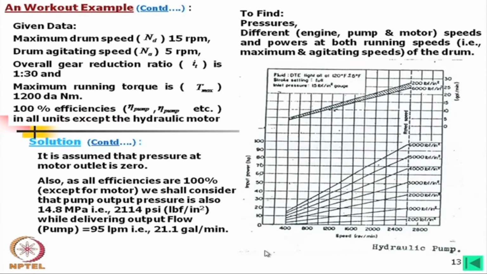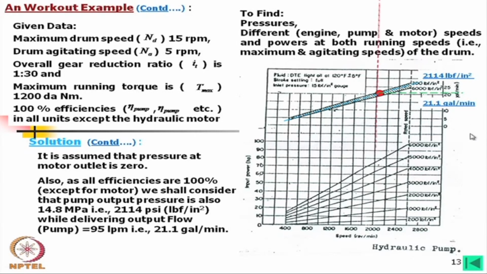Now, we shall look into the pump chart. First, we will consider the flow. For that, we have to assume that for 2114 psi, where may be the line. So, this blue line is there. Then we will consider the flow. This is 20, this is 25. So, 21.1 gallon per minute. Then that intersection point is our output point in terms of flow output at that pressure.